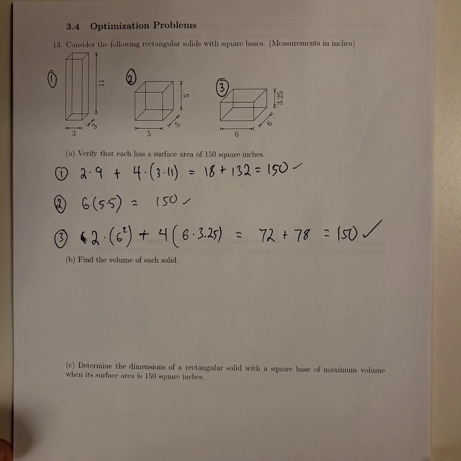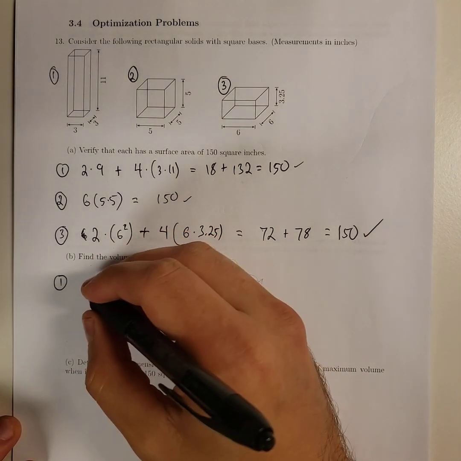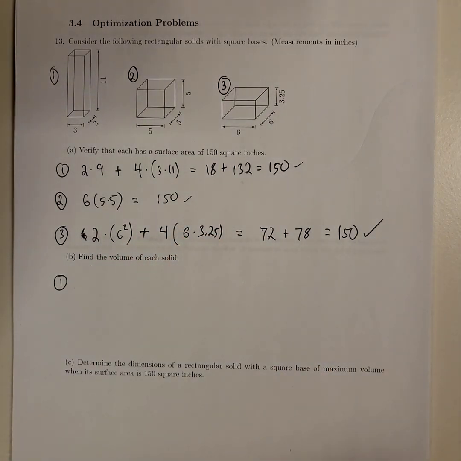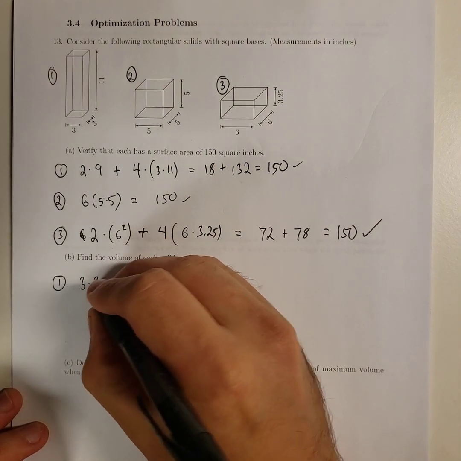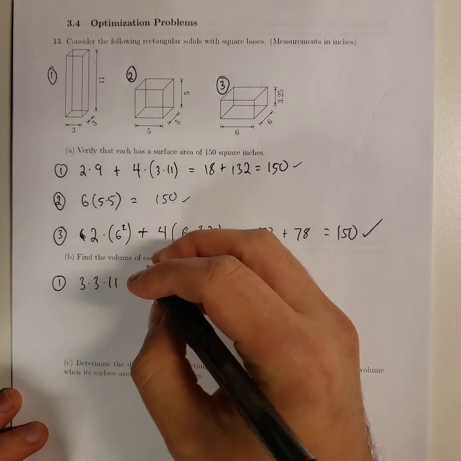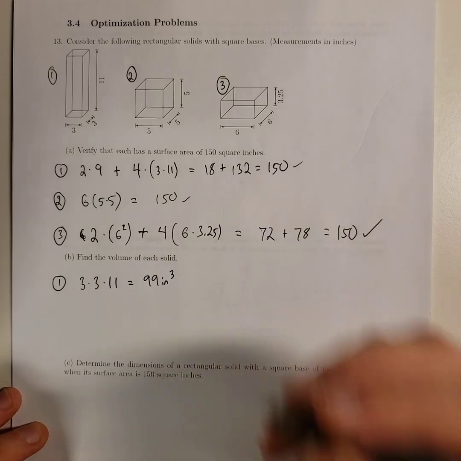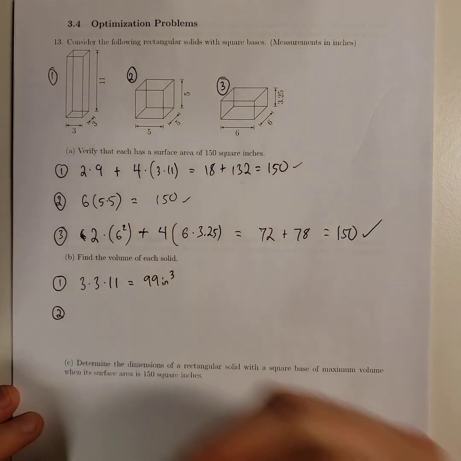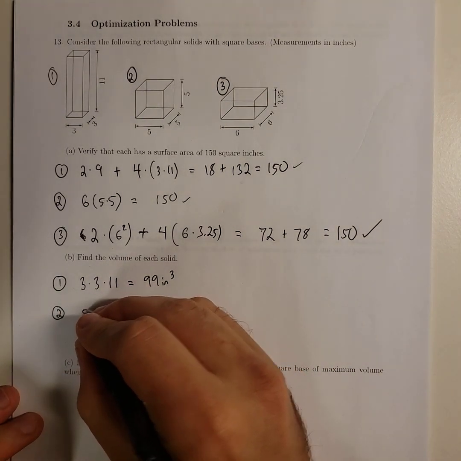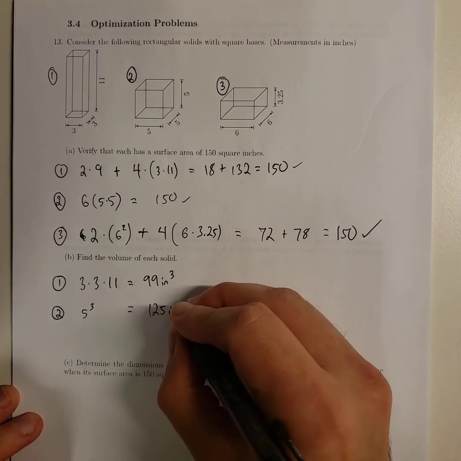But now let's notice that they each have a different volume. So in the first one, the volume of any rectangular solid is just length times width times height. So it'd be 3 times 3 times 11. And that comes out to be 99, so that would be cubic inches. So that's how much space is inside of that rectangular prism. The second one is, of course, 5 times 5 times 5, or just 5 cubed. And that's 125 cubic inches.